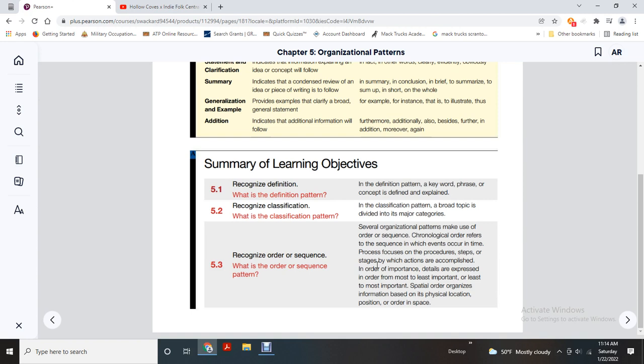Chronological order refers to the sequence in which events occur in time. Process focuses on the procedure, steps, and stages, the actions accomplished in order. Importance presents details in order, from the most important to the least important. Spatial order organizes information based on physical location, position, order, and space.